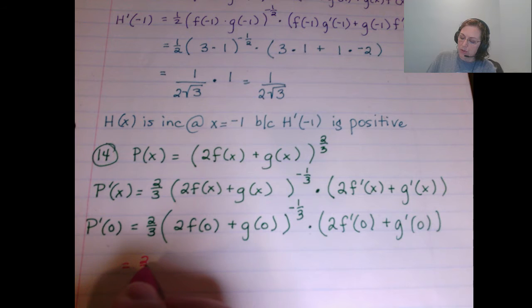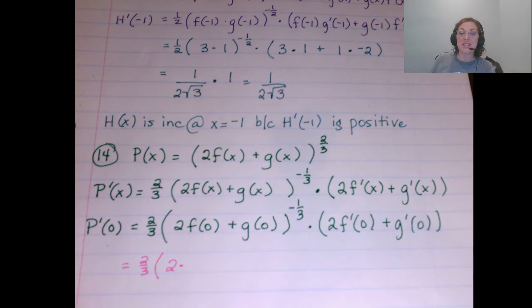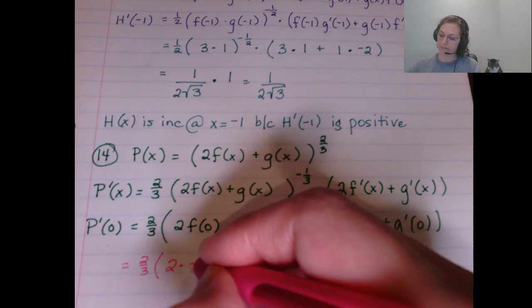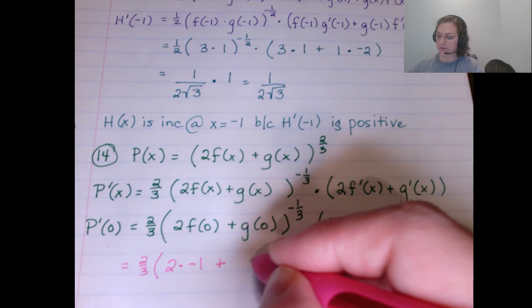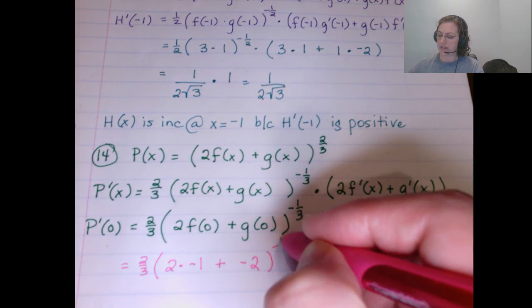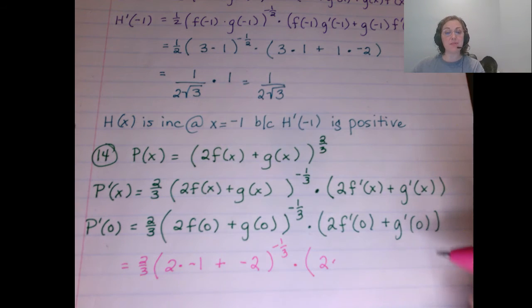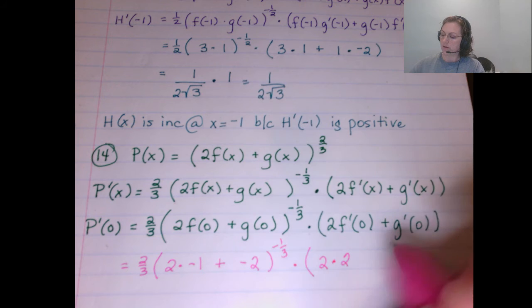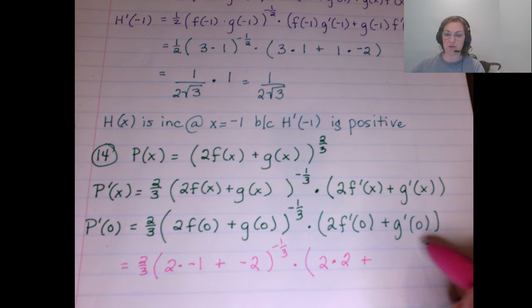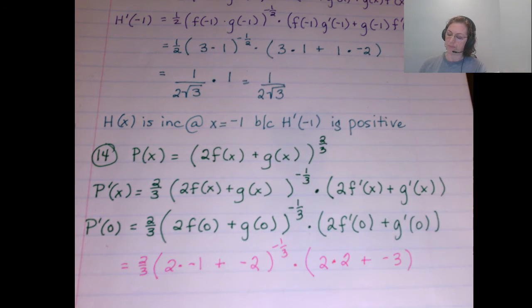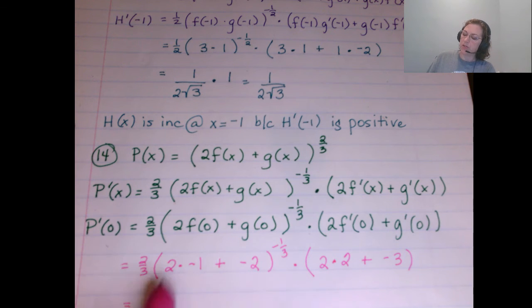So we've got 2/3. I've got 2 times f of 0, which is -1, plus g of 0, which is negative 2, to the negative 1/3 power. Then I've got 2 times f prime of 0, which is 2, plus g prime of 0, which is negative 3. Okay, I'll do a little work here inside of my parentheses. Negative 2 plus negative 2 is negative 4.